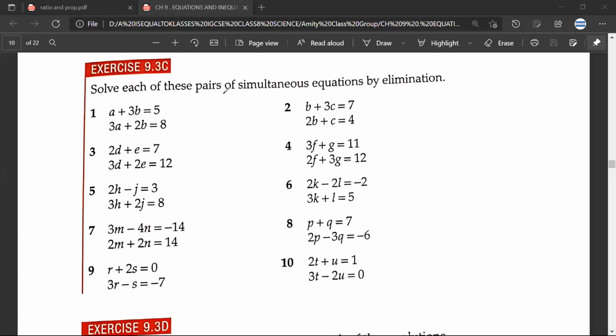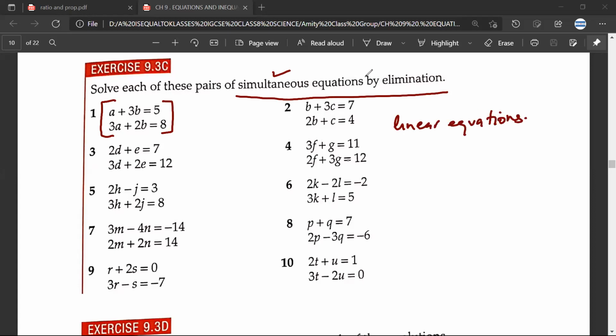So, Mr. Satya, how do we solve simultaneous equations by elimination? See, the meaning of simultaneous is that there are two equations. That is a very simple definition of a simultaneous equation. Actually, both of these equations are linear equations. So, the name of the topic can also be: solve each of these pairs of simultaneous linear equations by elimination. Now, linear equations are equations of degree 1.